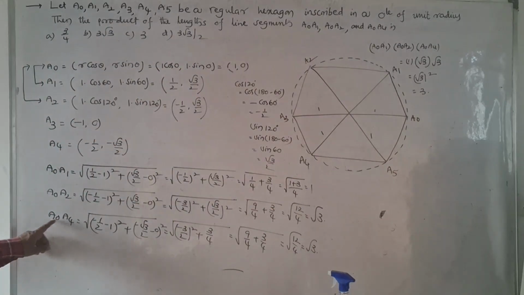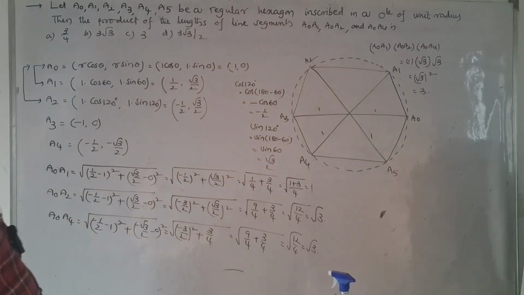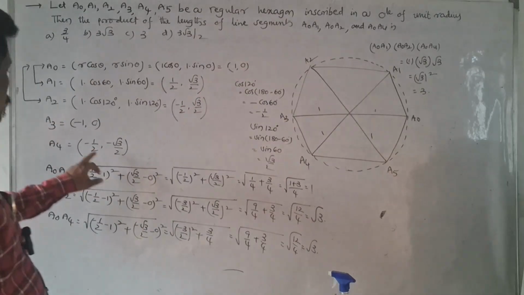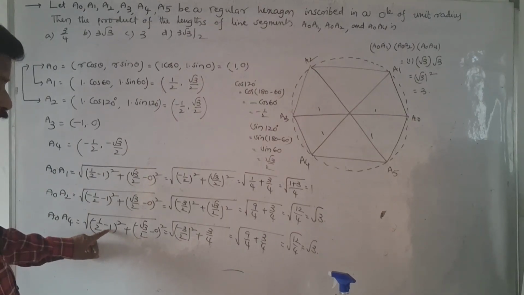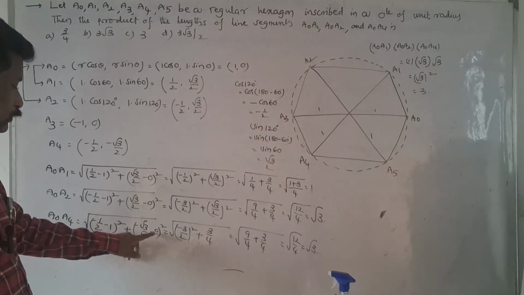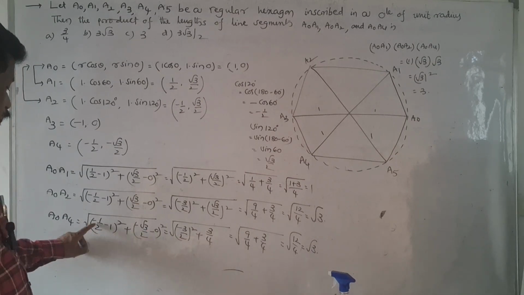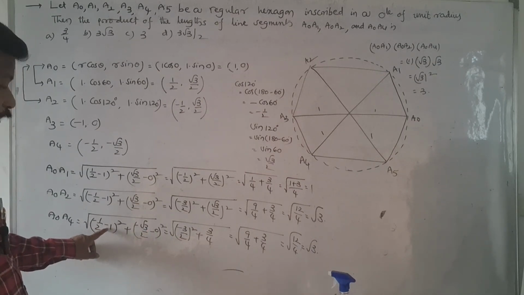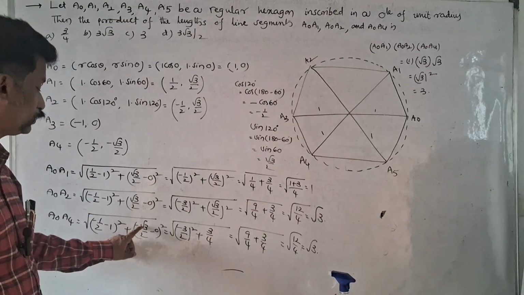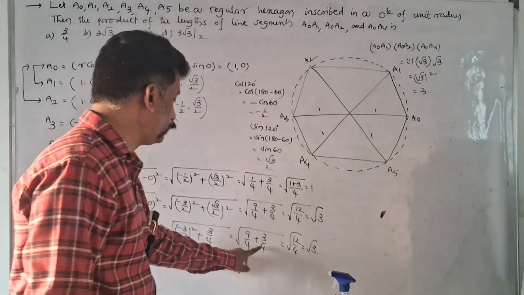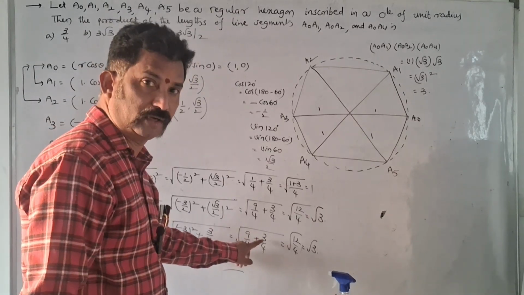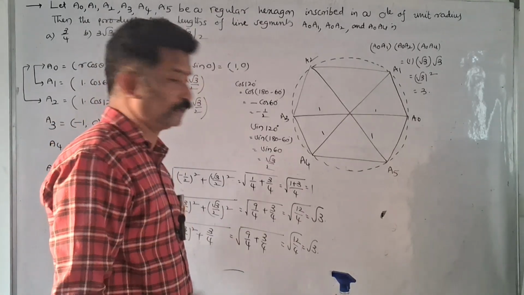Now A0A4: this one is x1, y1 and this one is x2, y2. So minus 1 by 2 minus 1 whole square plus minus root 3 by 2 minus 0 whole square. This one is minus 3 by 2 whole square plus root 3 by 2 whole square. LCM is equal to 4, 9 plus 3 is 12, and 12 by 4 is equal to 3, so root 3.